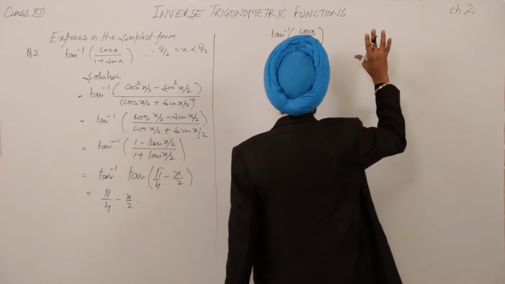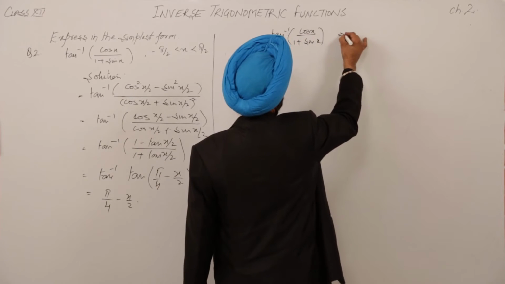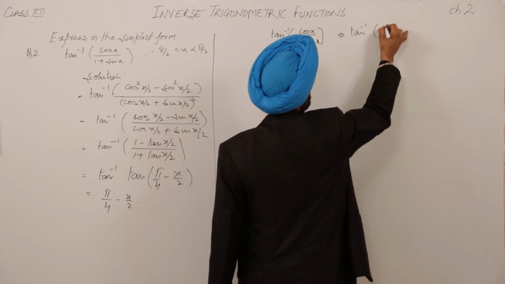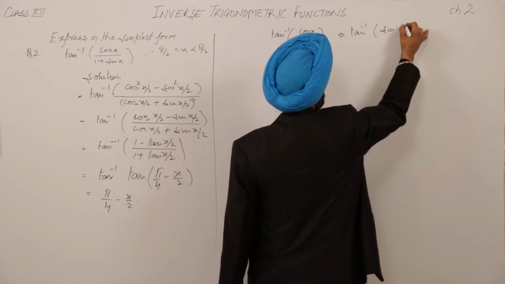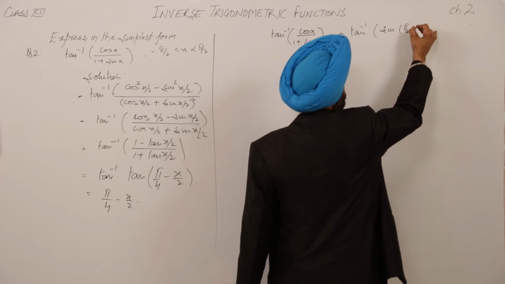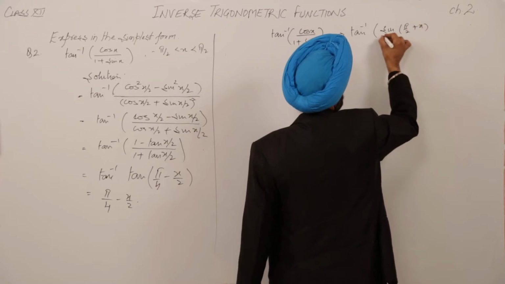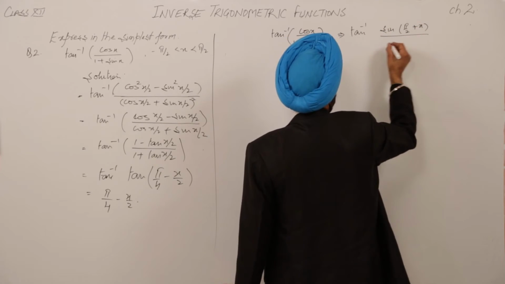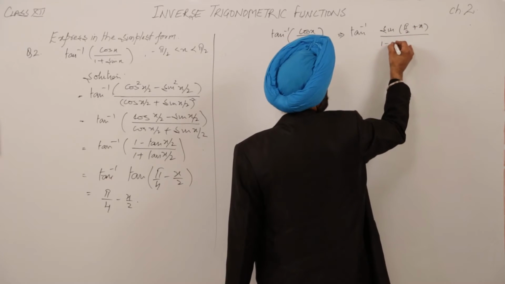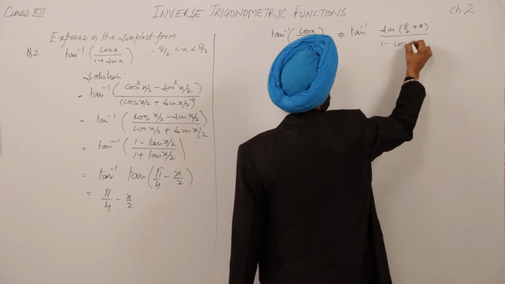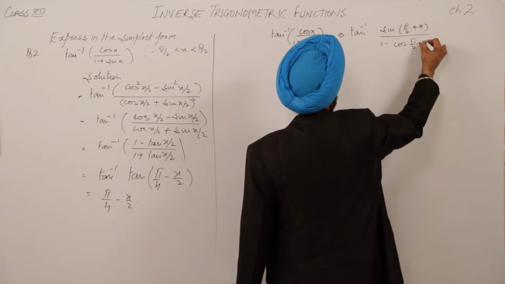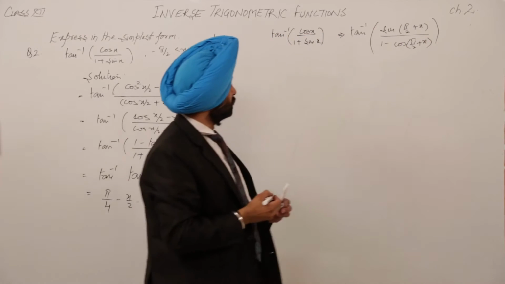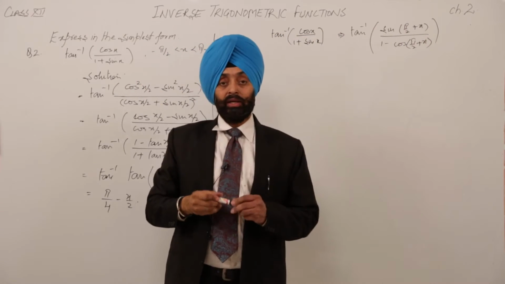Now here, just check what first step I am going to use. That is tan inverse sin pi by 2 plus x upon 1 minus cos pi by 2 plus x. I have used this formula here. I have converted cos. Now what I have done?